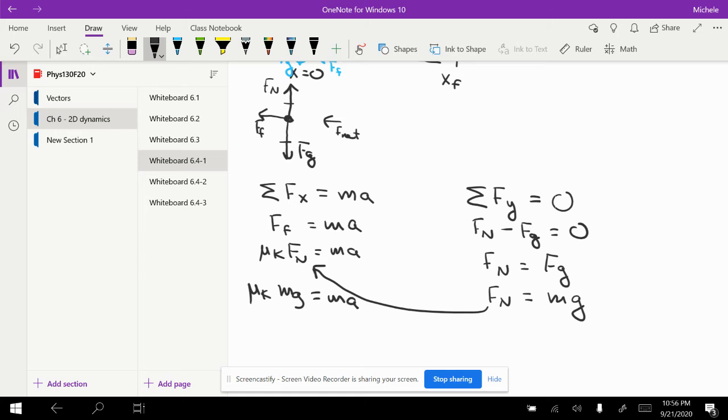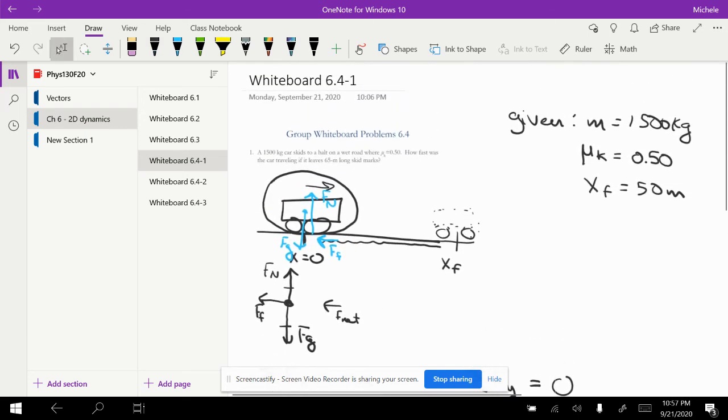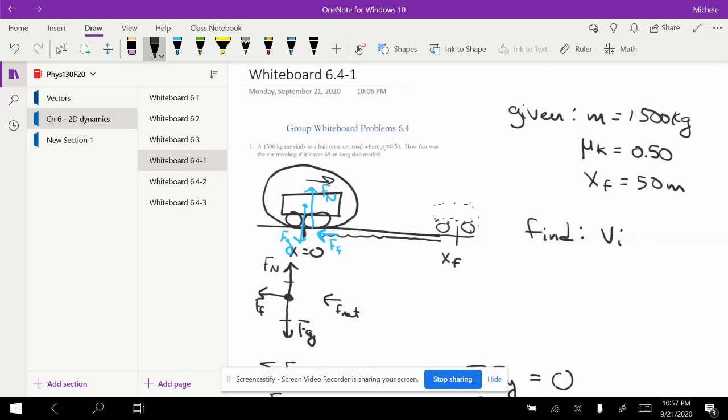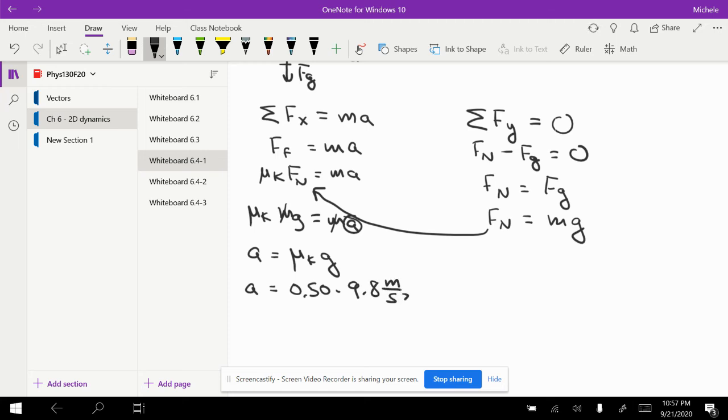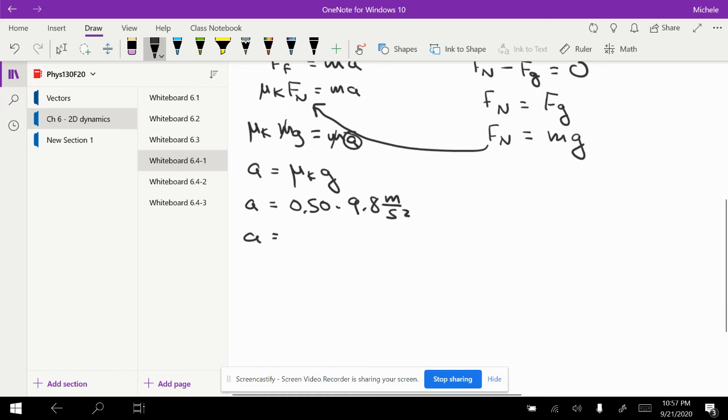So I can plug that in over here, and I get mu k times mg is equal to ma. And here I'm looking for a, because remember, my find was the velocity at the start, the velocity when the person first puts their brakes on. So I'm looking for a here. I can cancel out my m's, and I get a is equal to mu k times g. If I plug in our values, mu k is equal to 0.5 and g is 9.8 meters per second squared. So a is equal to half of 9.8, which is just 4.9 meters per second squared.